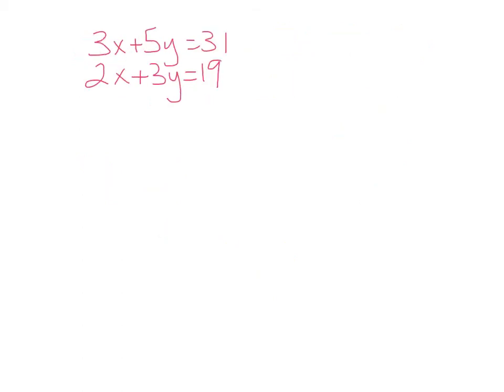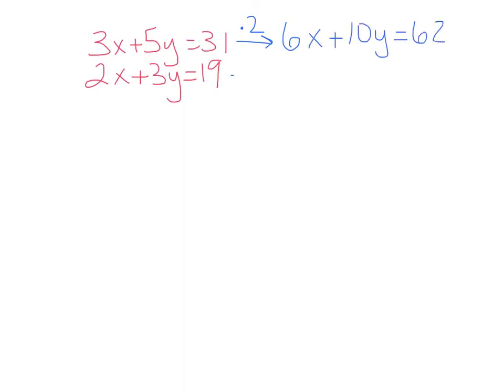This next one is a little bit more difficult. Not only are neither of our coefficients the same, you can't easily get from one to the other. So we're going to have to mess with both equations. So in this situation, I'm going to choose to get rid of x. So I have to multiply this one by 2. So I get 6x plus 10y is equal to 62.